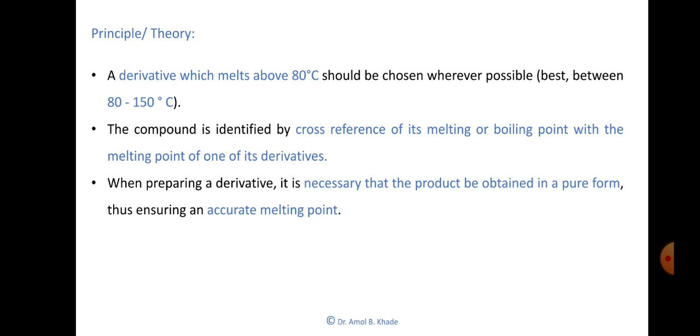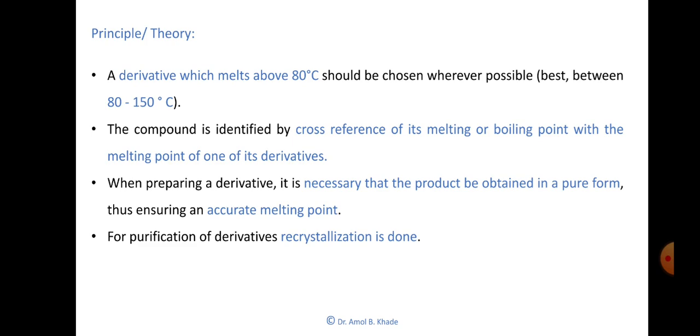Okay, so the intention behind converting our liquid or solid compound into its suitable solid derivative is identification. Identification is only possible when you have a pure solid derivative, and only then will it give the sharp melting point, and that will help us reveal the identity of the unknown compound. So purity is very important for the derivative we are going to prepare.